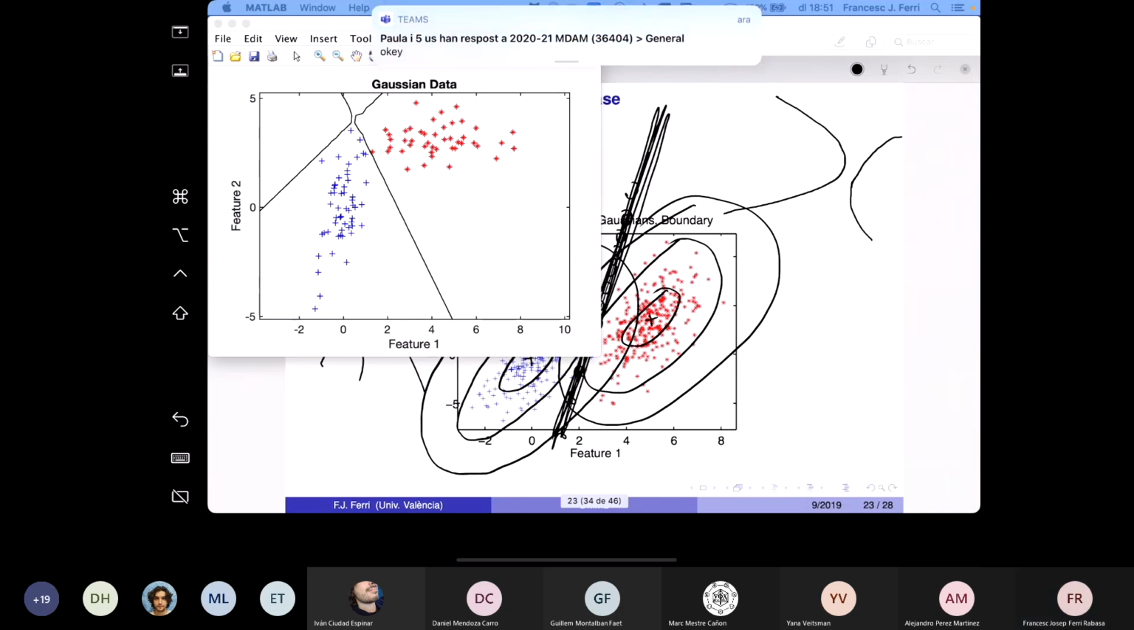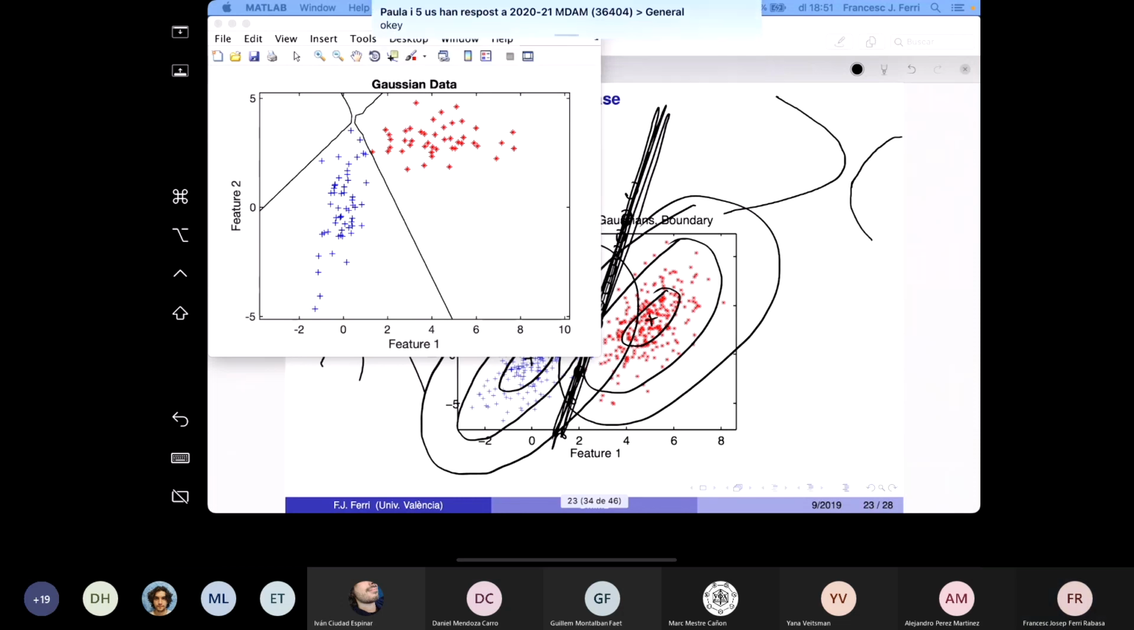We can plot the lines corresponding to the values of the Mahalanobis distance to each of the two means, to try to understand what is happening here. So the black lines correspond to places that are at the same Mahalanobis distance of the two different means.